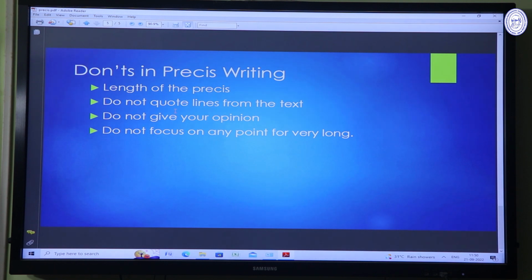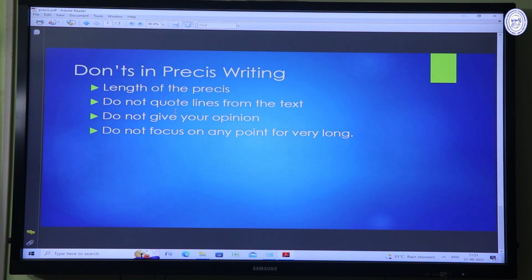Then, do not focus on any point for very long. A very common problem that I find in the copies of the students is this: when they start writing a Precis, they spend too many words on one point at the beginning, and suddenly they realize, oh my God, I am running out of words, the word limit is about to go. So, suddenly they stop writing or they omit other important points and their writing comes to an abrupt end. Now, that is a very bad example of how one should write a Precis.